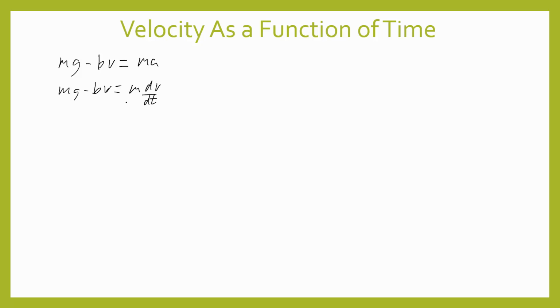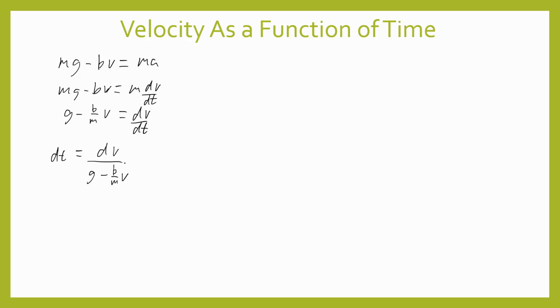And then if I want to collect my v over here and move things around a bit so I can take this integral, if I divide everything through by m, I'm going to get g minus b over m times v equals dv dt. Okay, not too bad. Then I can multiply the dt over there, divide by all of this stuff, and I'll get dt is equal to dv over all of this junk.